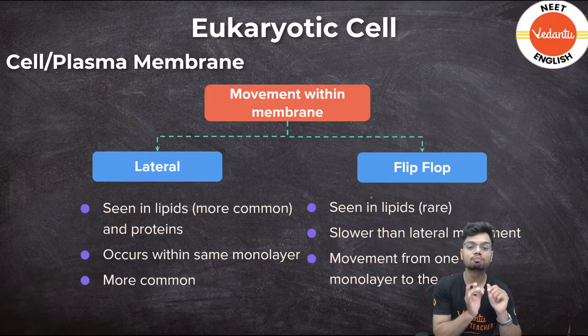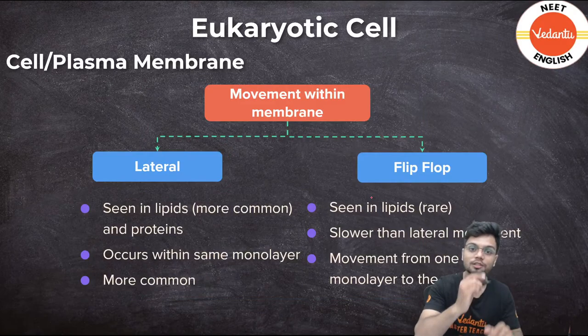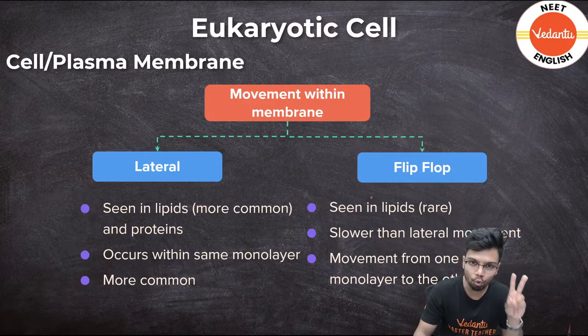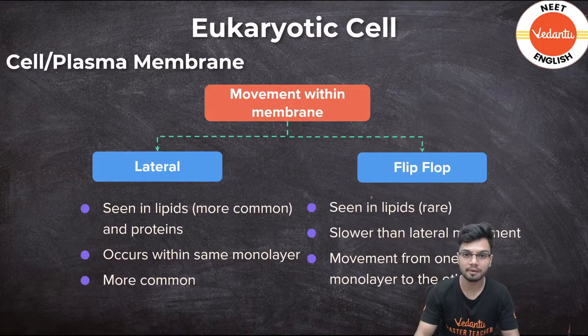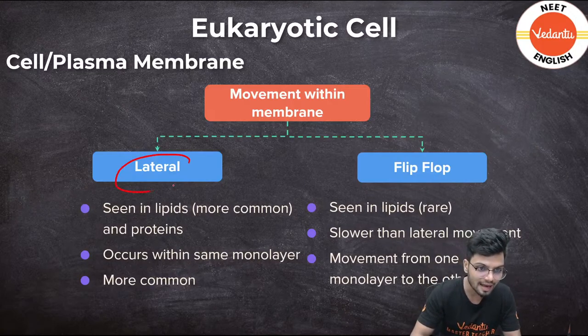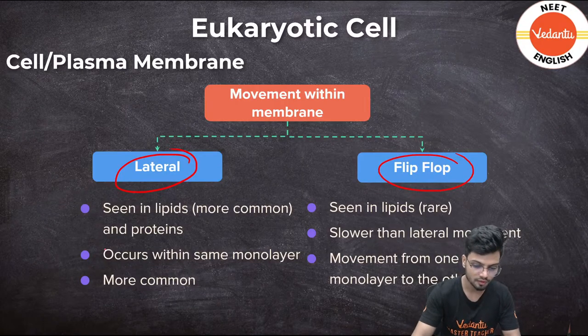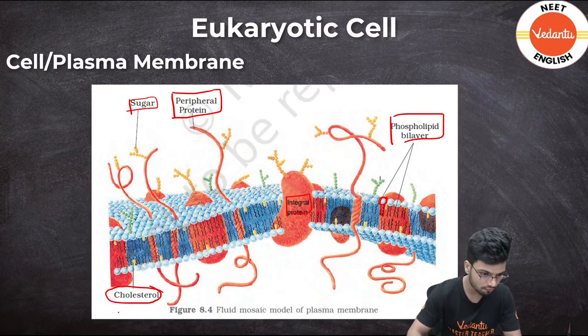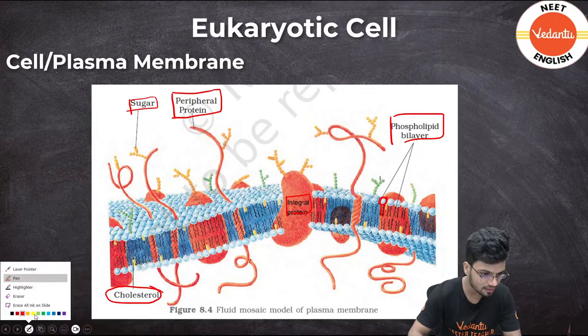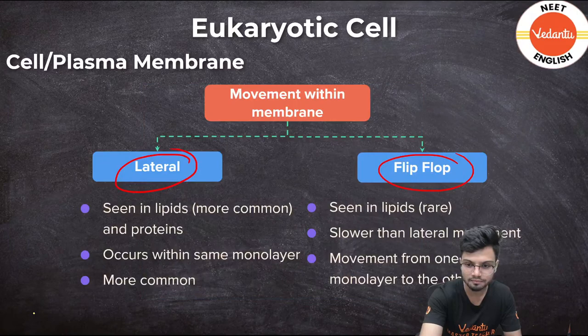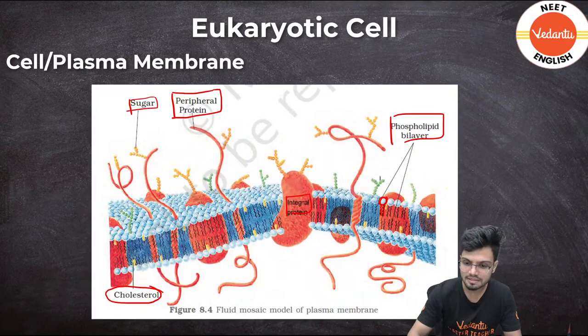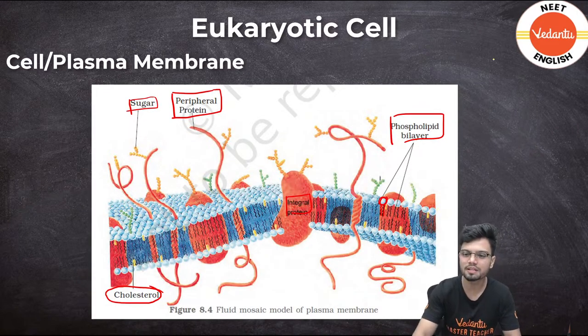But if you talk about the movement within the membrane, this is where the question will be asked from. There are two types of movements inside the plasma membrane. One is called your lateral movement. One is called your flip-flop movement. Now, what is this flip-flop movement, sir? Teach me, sir. See, generally, flip-flop movement is rarely seen.